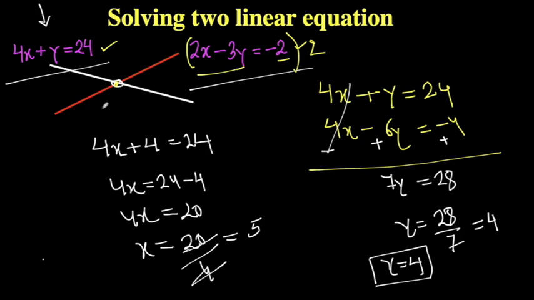What does it mean? It means that the point of intersection is 5 comma 4. So this is the point of intersection, and that was our interest. So hope this method is clear.